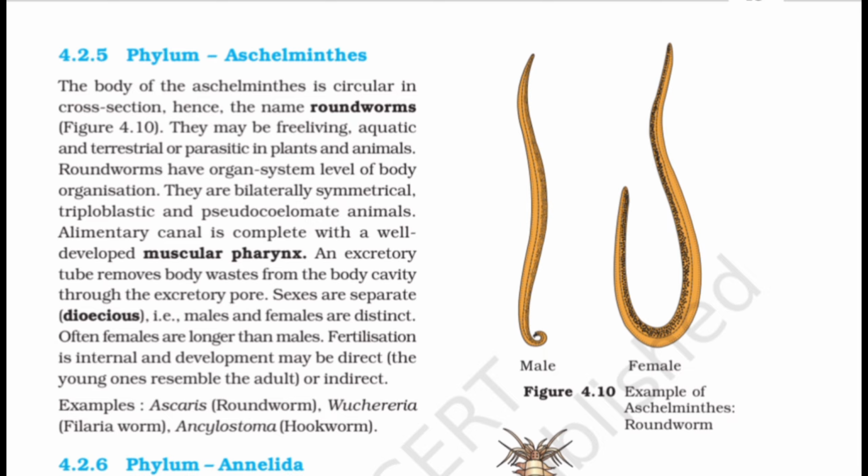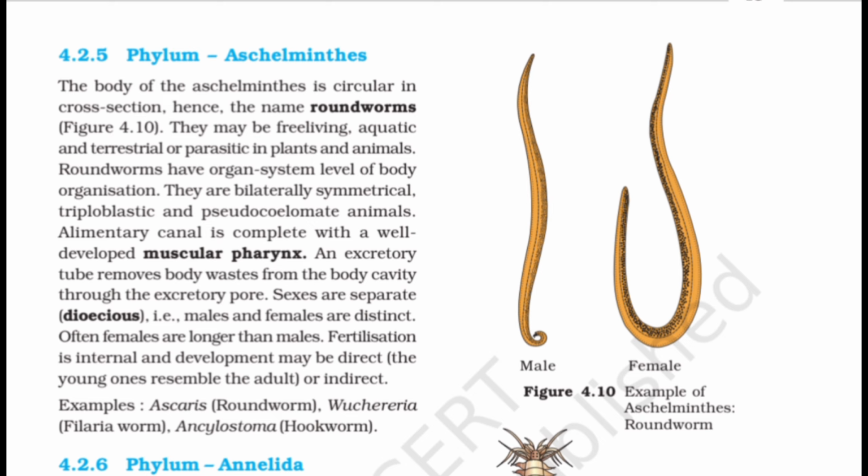Alimentary canal is complete with a well-developed muscular pharynx. An excretory tube removes body waste from the body cavity through the excretory pore. Sexes are separate, that is dioecious. That is, male and female are distinct. Often, females are longer than males.